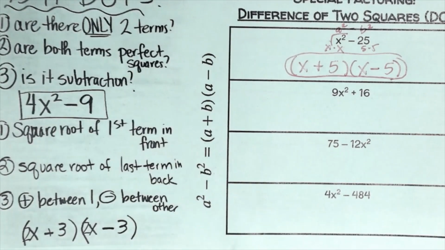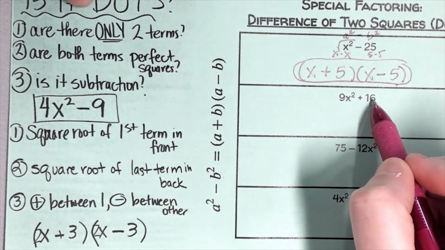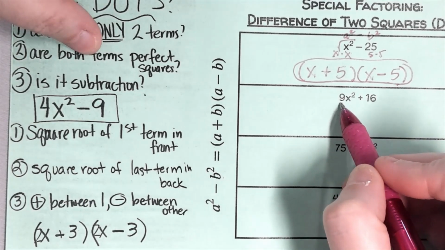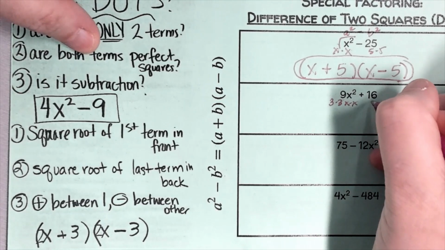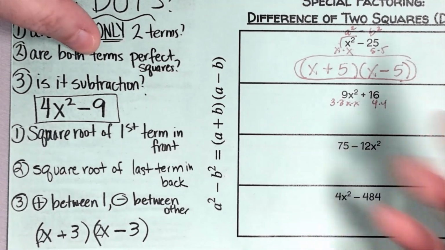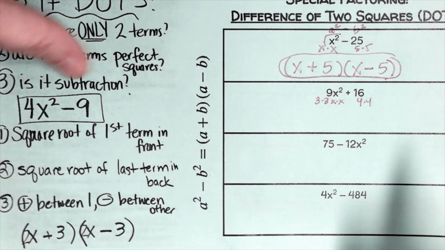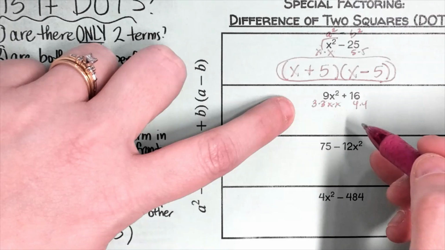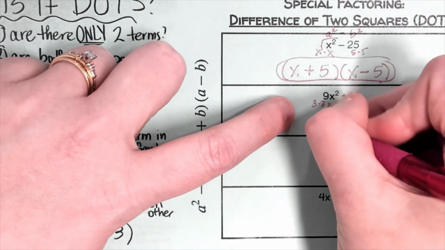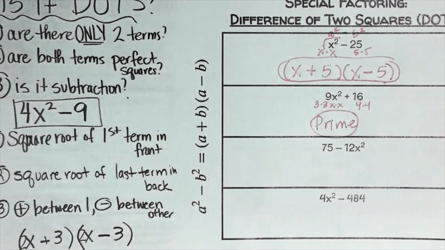Okay. Let's take a look at this next one. Again, I have two terms. 9x squared is 3x times 3x, and x squared is x times x. 16 is 4 times 4. These are perfect squares. Is it subtraction? No. So this is actually also a special pattern, and this is actually prime. Really? This is actually prime. It's not factorable.